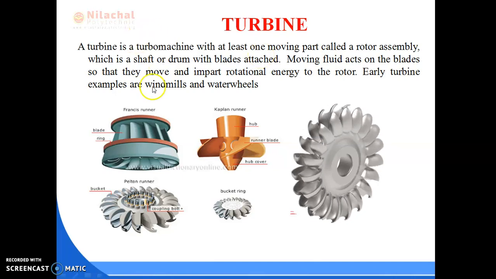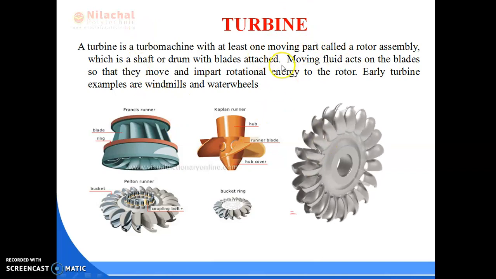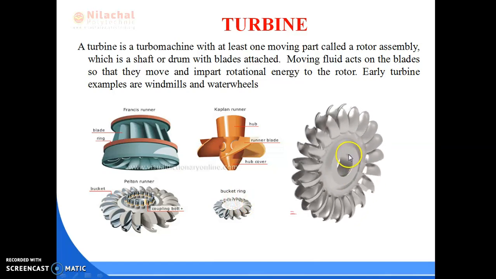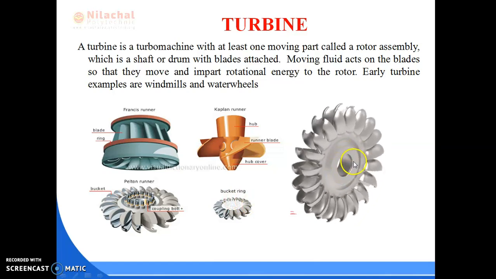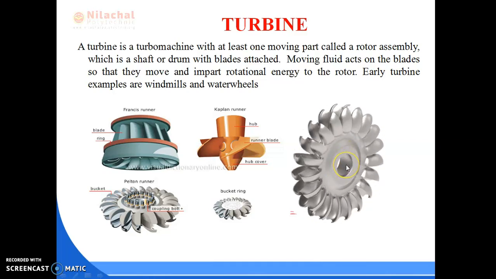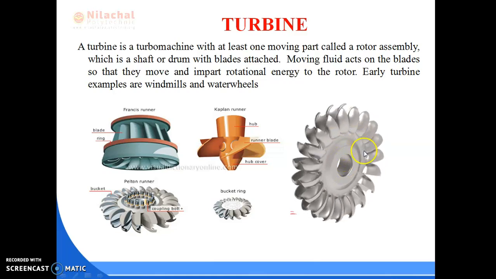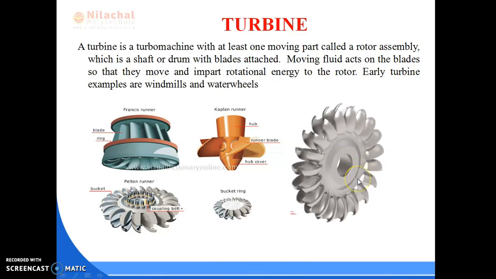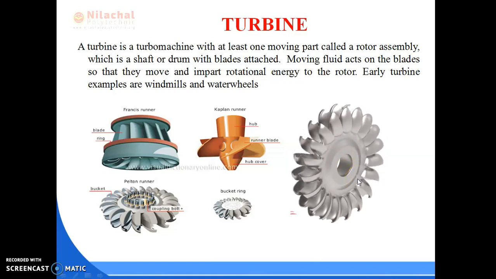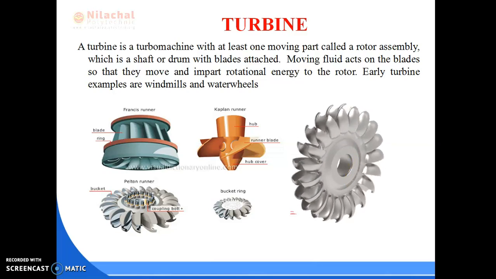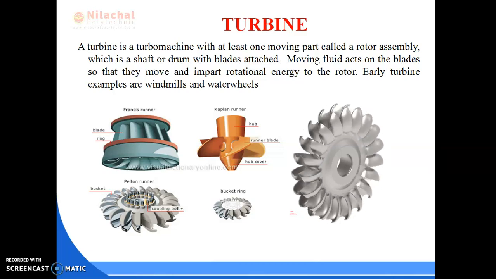We have different types of turbine unit where there is a runner part. The circular disc is known as a runner part. The runner part has a hole. Inside the hole we are going to put the shaft, and the runner outer surface is fixed with the buckets or blades. This is the turbine unit.